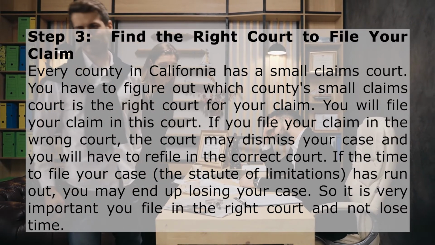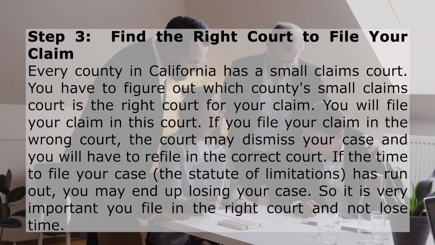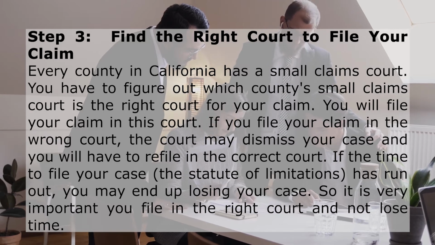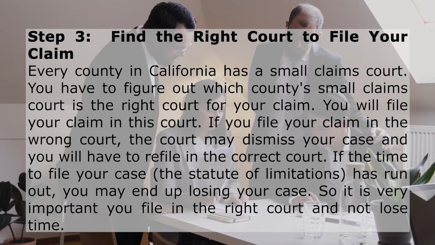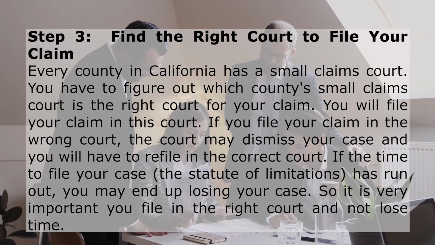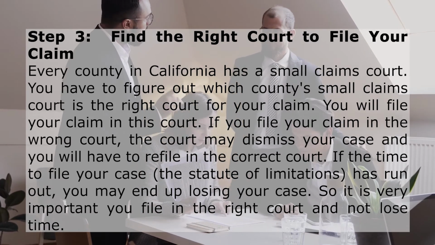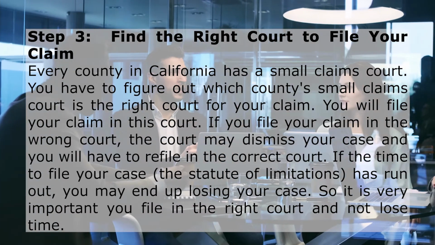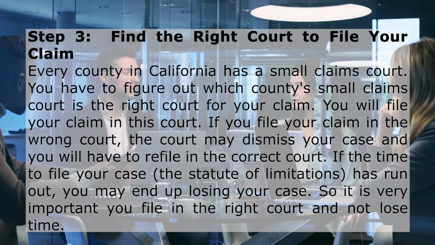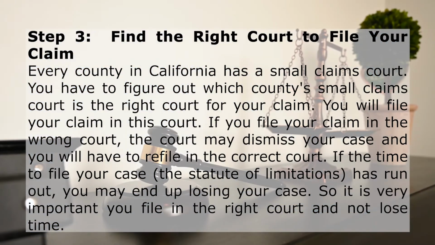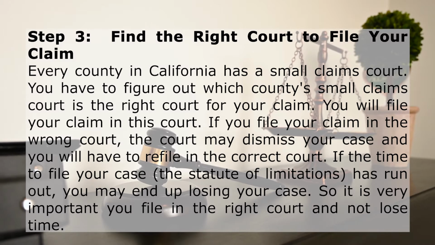Step 3. Find the right court to file your claim. Every county in California has a small claims court. You have to figure out which county's small claims court is the right court for your claim. You will file your claim in this court. If you file your claim in the wrong court, the court may dismiss your case and you will have to refile in the correct court. If the time to file your case, the statute of limitations, has run out, you may end up losing your case. So it is very important you file in the right court and not lose time.